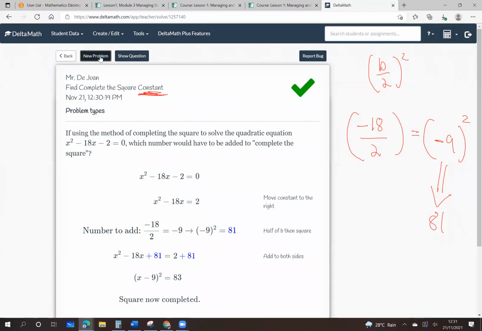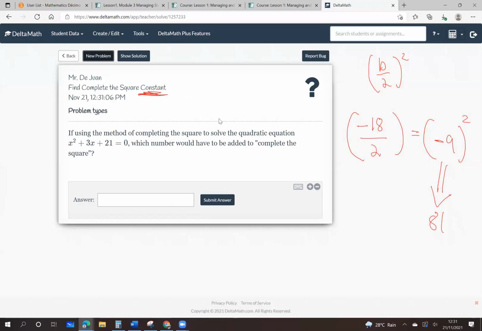All right, let's do another one of these. You're going to have to do the exact same thing that we just did. We're going to have to use the equation b/2 squared. So let's check it out. What's the b in this case? 3. So 3 divided by 2 squared.